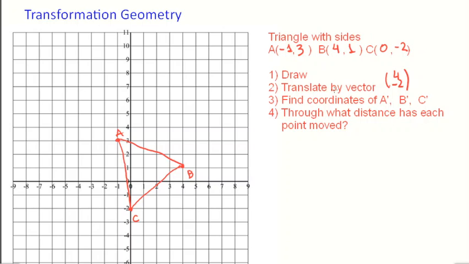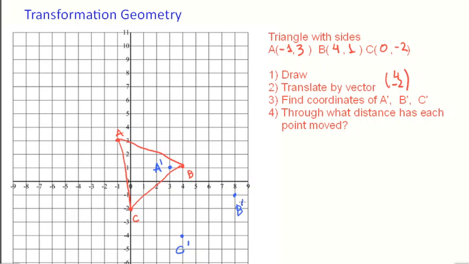Okay, now translate by the vector (4, -2). So you're translating 4. Let's take point A first. 1, 2, 3, 4. And -2, so 2 down. So this would be the new position of A. So this is our A prime. Now C, 4 forward and 2 down. So this is our C prime, and B, 4 forward and 2 down.